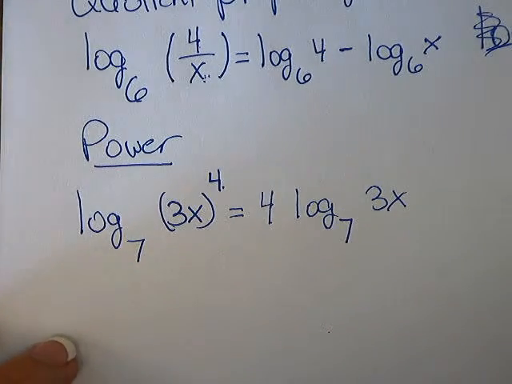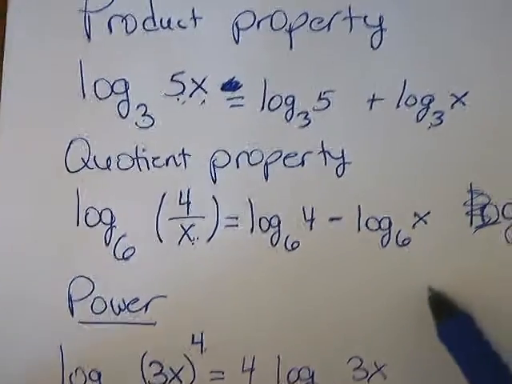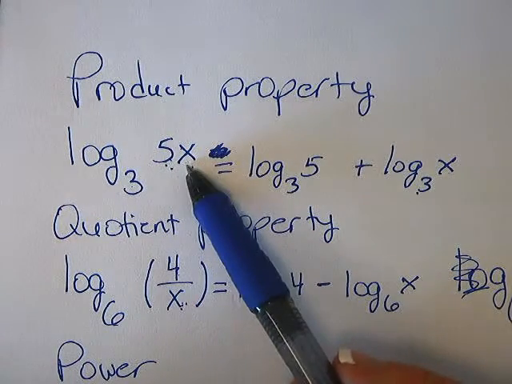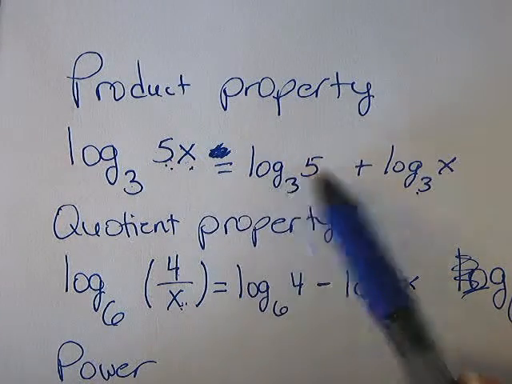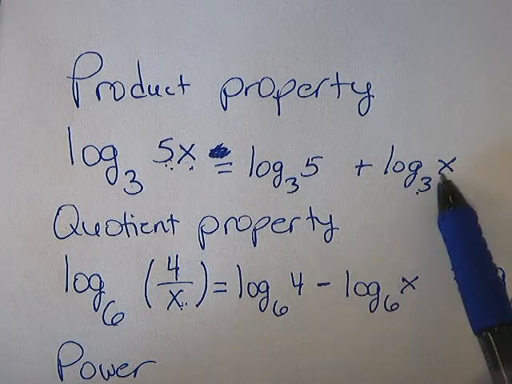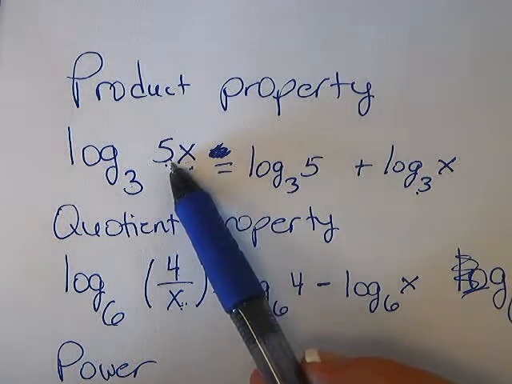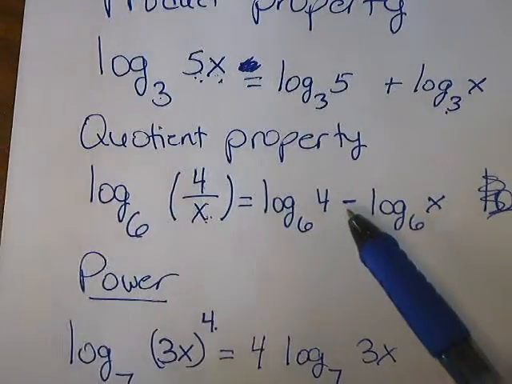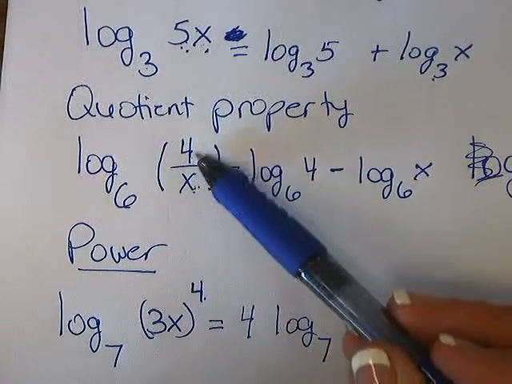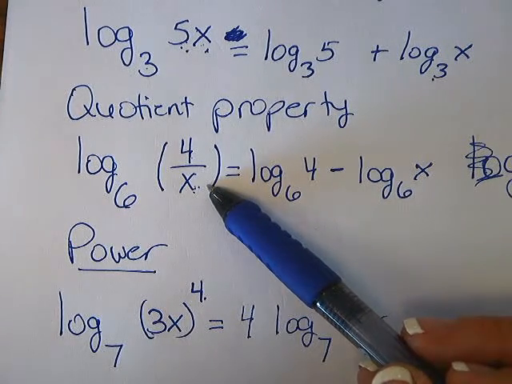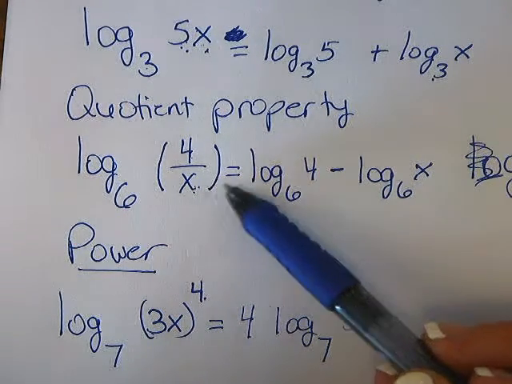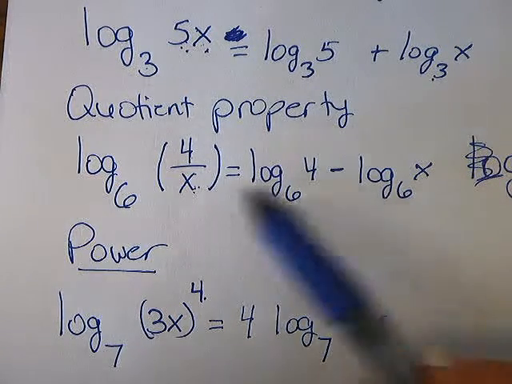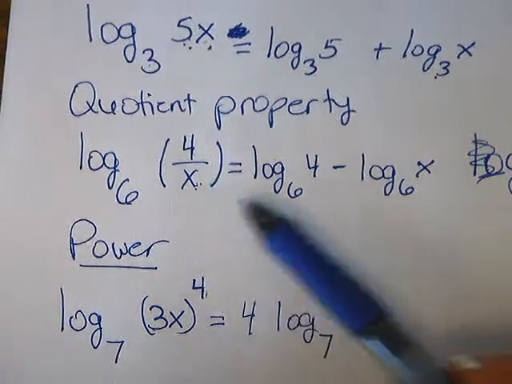So again, we had 3 properties here. We have our product property, which says if you have 2 things multiplied together, you can separate them into 2 logs where our value has been separated and they are added together. Quotient property says that if you have a log with 2 things that are divided, you can separate them into 2 logs. The first log will have the value from the numerator. The second log will have the value from the denominator.